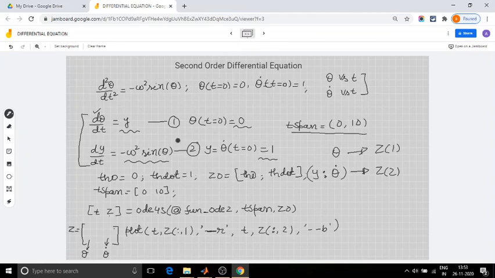And in order to solve this differential equation, you need the value of y at t equal to 0. What is y? y is basically theta dot. So you want to know the theta dot at t equal to 0, which is also given here. So I have just written it here. So now we have two differential equations, and these two differential equations you already know how to solve. Okay, so this is all about the solution of second order differential equations.